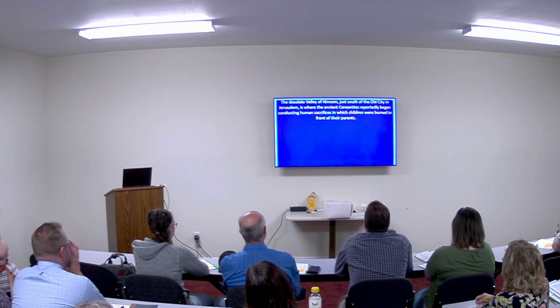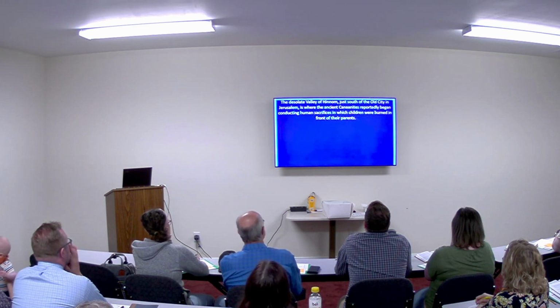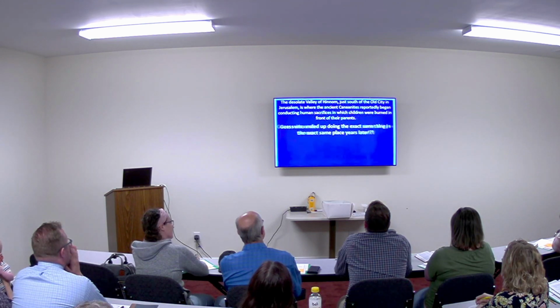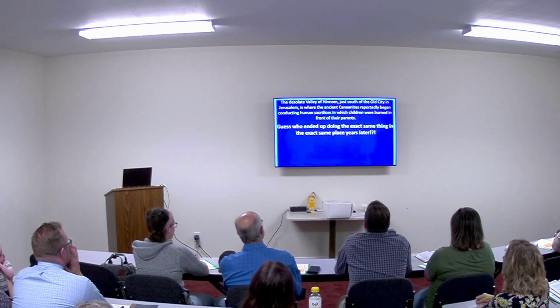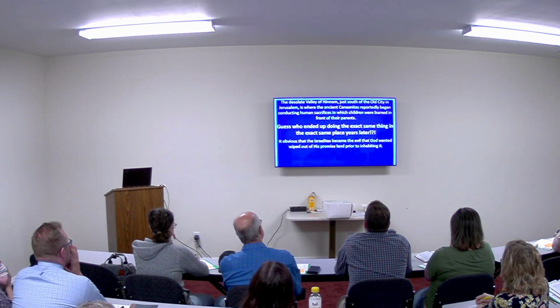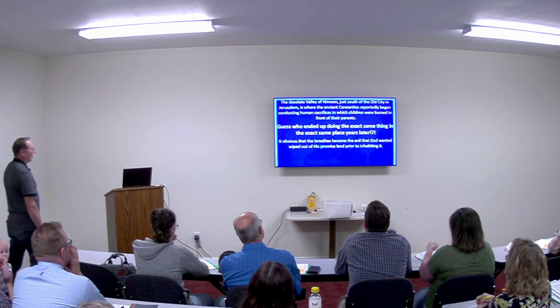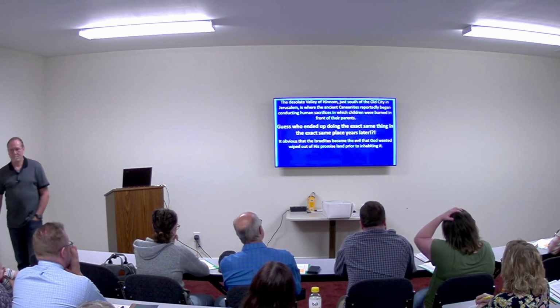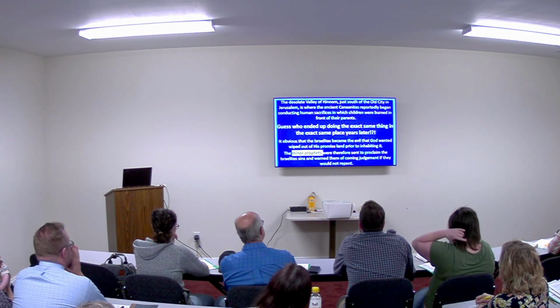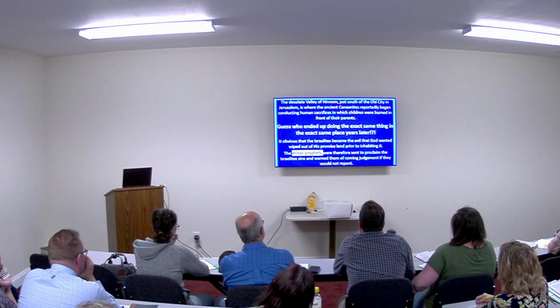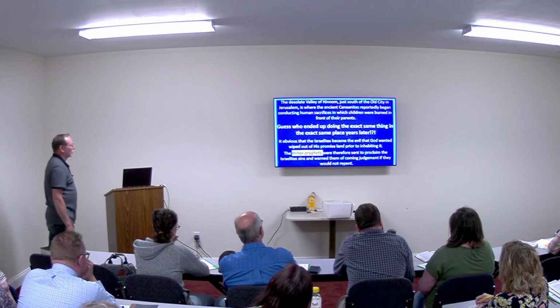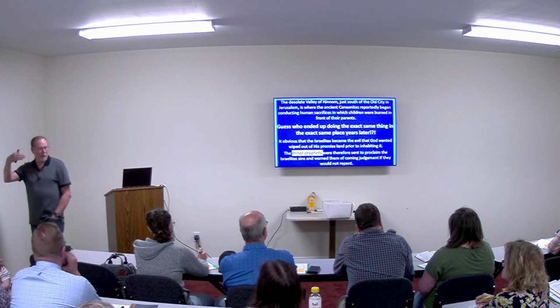Who wants to read this? The desolate valley of Hinnom, just south of the old city of Jerusalem, is where the ancient Canaanites reportedly began conducting the sacrifices in which children were burned and perished. Guess who ended up doing the exact same thing just years later? It's obvious that the Israelites became the evil that God wanted wiped out of his promised land. The minor prophets were therefore sent to proclaim Israel's sin and warn them of coming judgment if they would not repent.